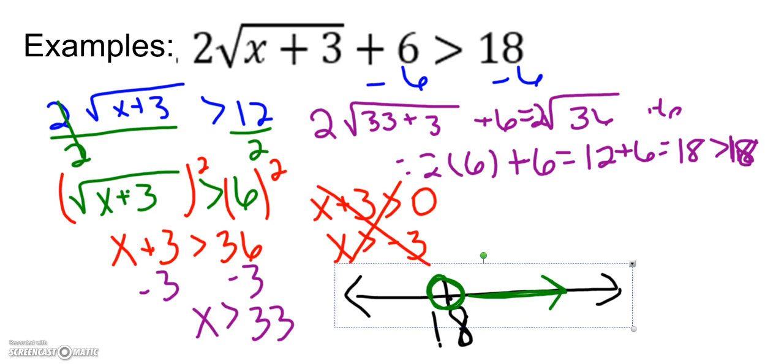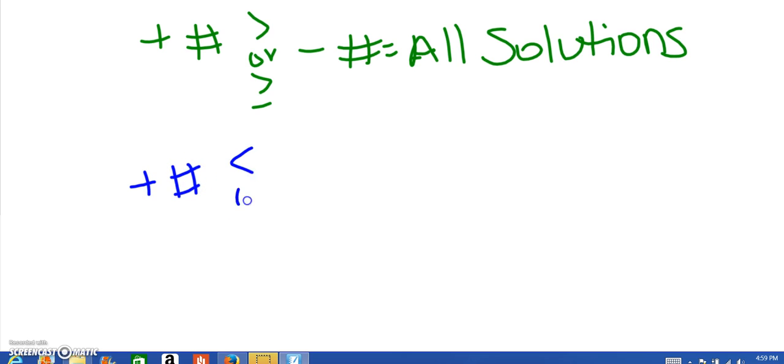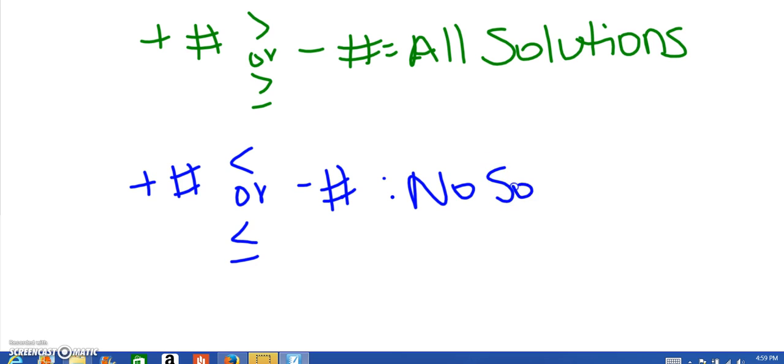Okay, that is just basic graphing off the number line, or given the equation, graph it. One thing that you need to remember is that say you end up getting a positive number is greater than or greater than or equal to a negative number, then your answer is going to be all solutions, because a positive number is always greater than a negative number. Say you get a positive number is less than or equal to a negative number, then your answer is going to be no solution, because that is not a true statement. So make sure you are checking those statements.